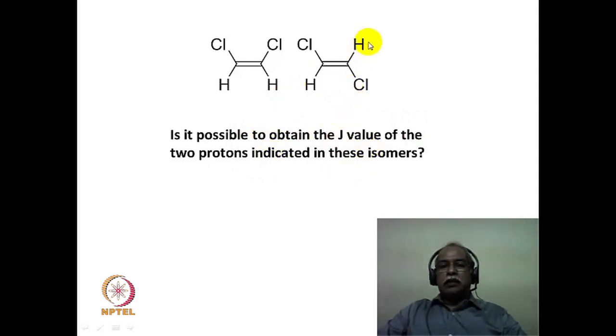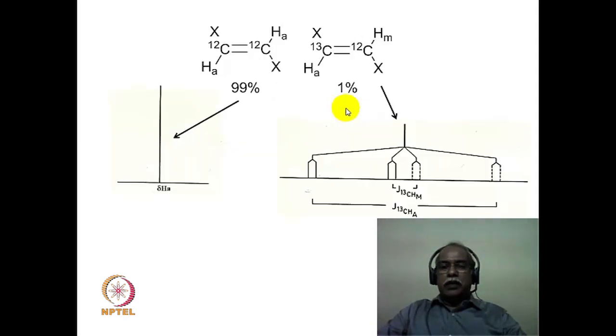That is, there is no coupling, apparent coupling between these two hydrogens. Then how does one get the J value is the question that we are addressing. In order to do that, we look into a phenomenon called carbon-13 satellite peaks. We are actually referring to only a proton NMR spectrum of the compound.